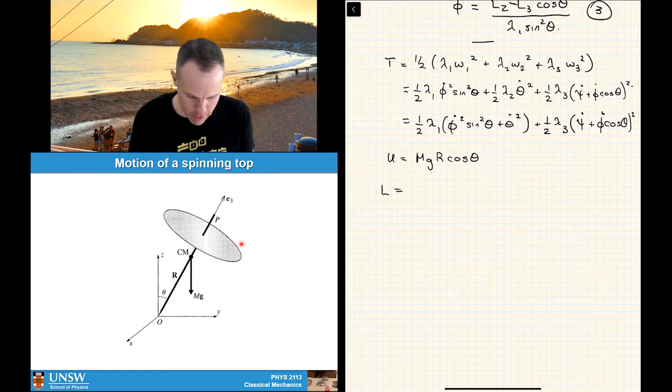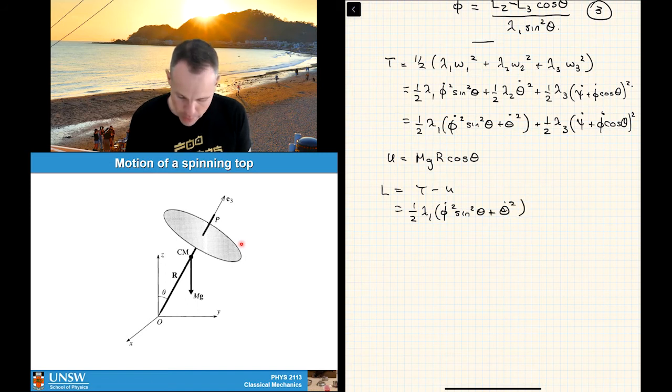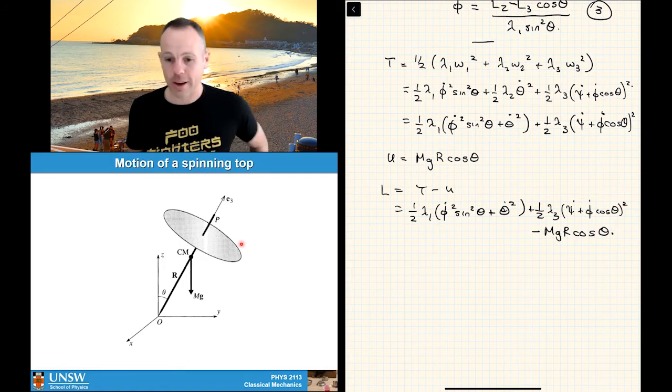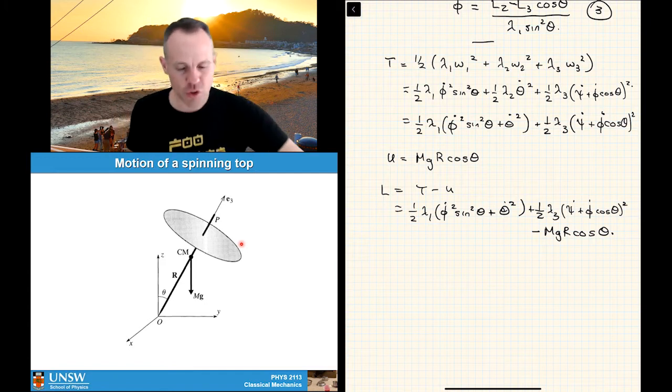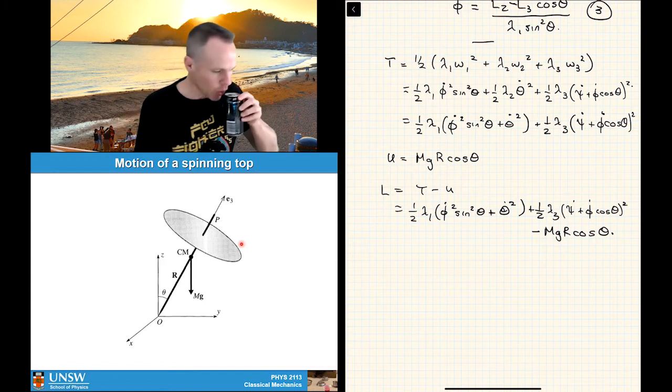Our Lagrangian is just T minus U, so it's a half lambda 1, phi dot squared, sine squared theta plus theta dot squared, plus a half lambda 3 psi dot plus phi dot cos theta squared, minus mgr cos theta. Okay? Really hard problem, structured in terms of a Lagrangian.